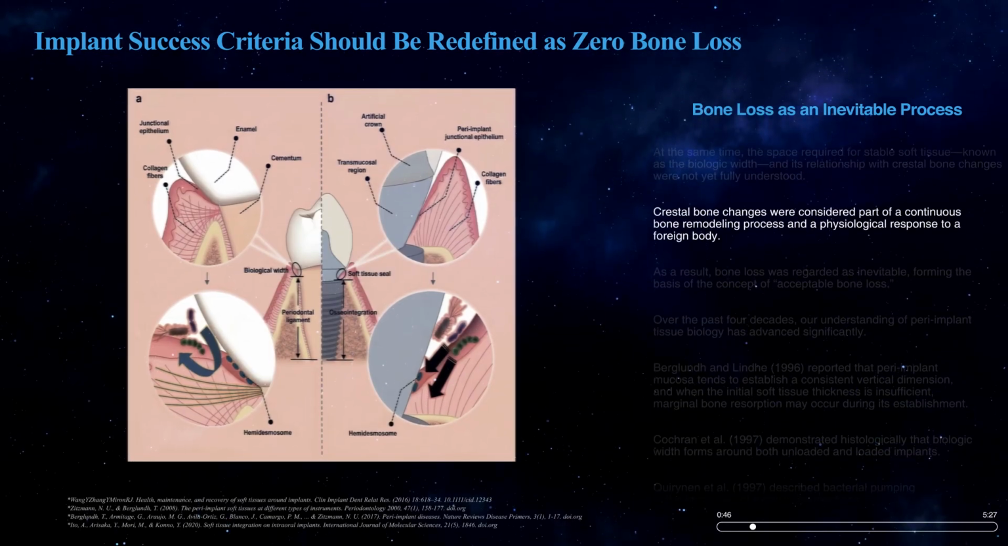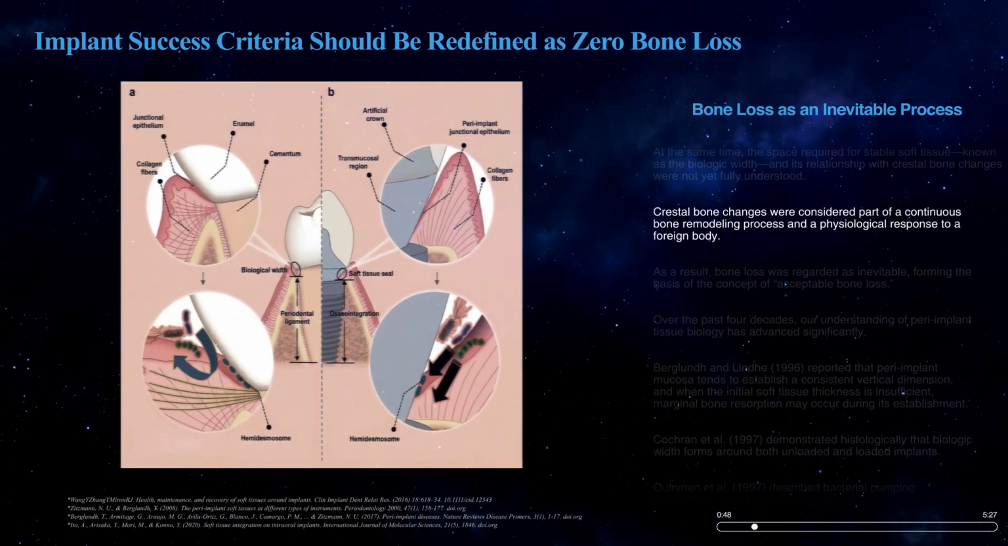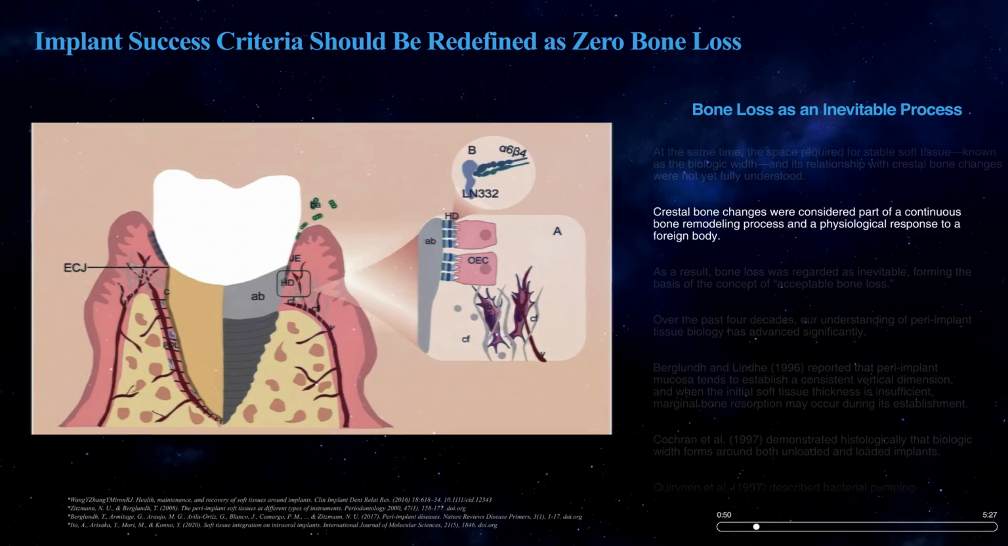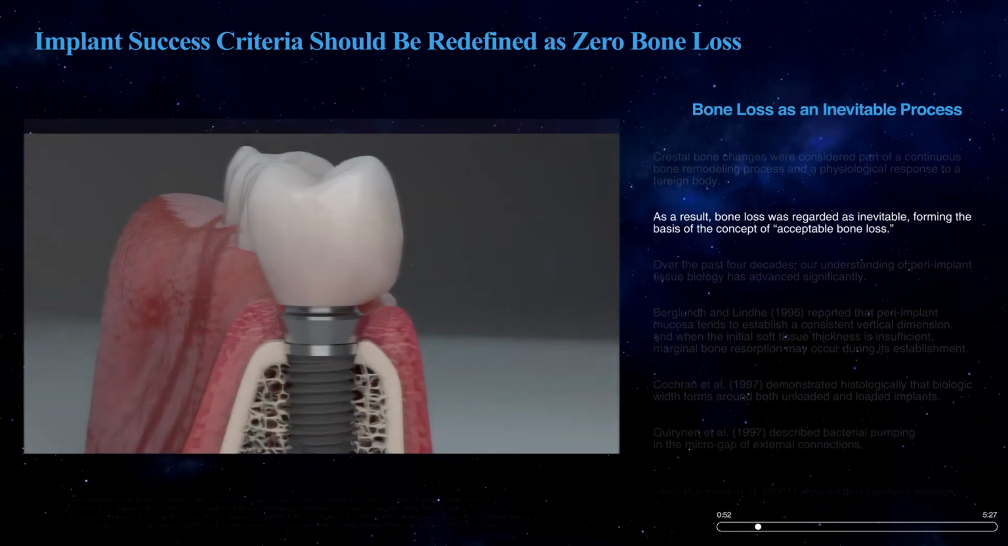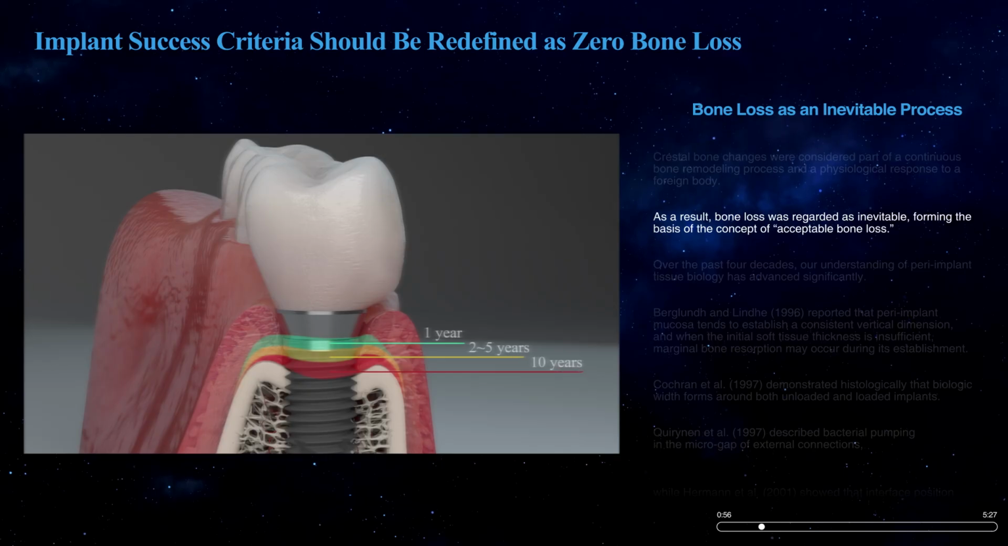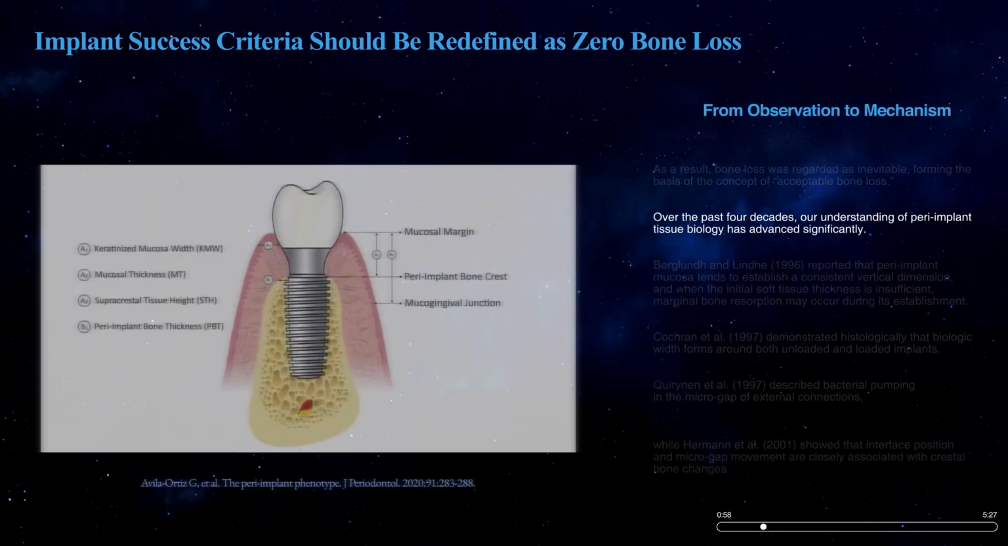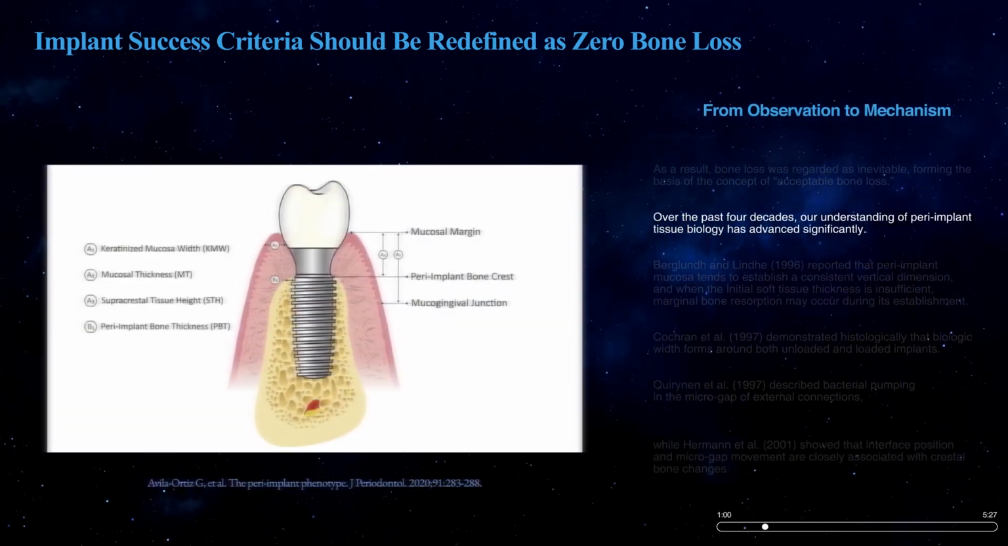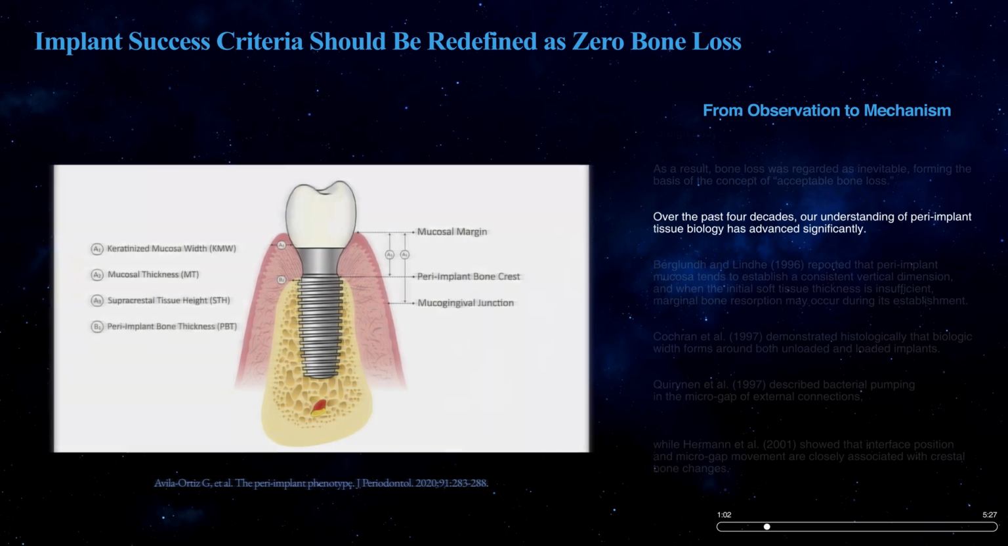Crestal bone changes were considered part of a continuous bone remodeling process and a physiological response to a foreign body. As a result, bone loss was regarded as inevitable, forming the basis of the concept of acceptable bone loss. Over the past 4 decades, our understanding of peri-implant tissue biology has advanced significantly.